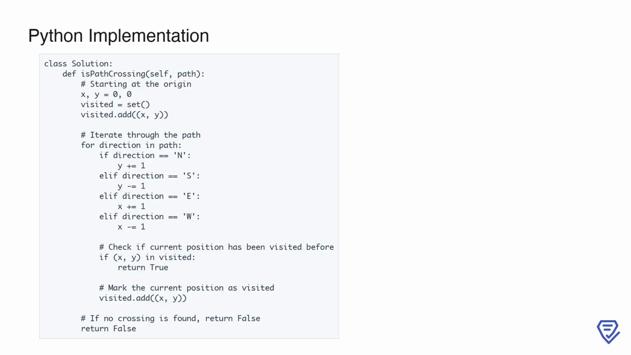Then, we iterate through each character in the path string. Each character represents a movement direction: N for north, S for south, E for east, and W for west. Depending on the direction, we update the coordinates x, y accordingly. After updating the position, we check if the new coordinates already exist in the visited set. If they do, it means the path has crossed itself, and we immediately return true. Otherwise, we add the current position to the set and continue the iteration. If the loop completes without finding any revisited position, we return false, indicating that the path does not cross itself.